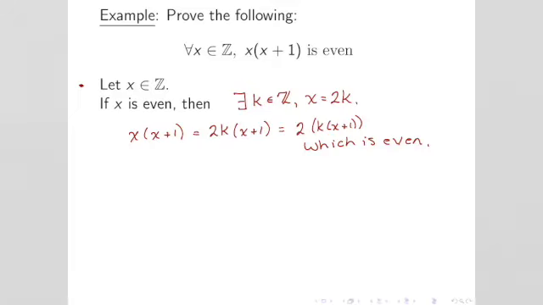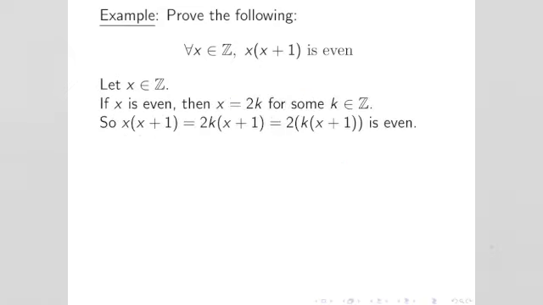But maybe x is not even. The other case is that x is odd. So here's what we did when x was even. If x is odd, then what do I know? Well, I know that there is some k. Notice this is a different case, so it's okay if I reuse the name k. We're not dealing with x is even, we're only thinking about the case where x is odd. There is a k, so that x is 2k plus 1.